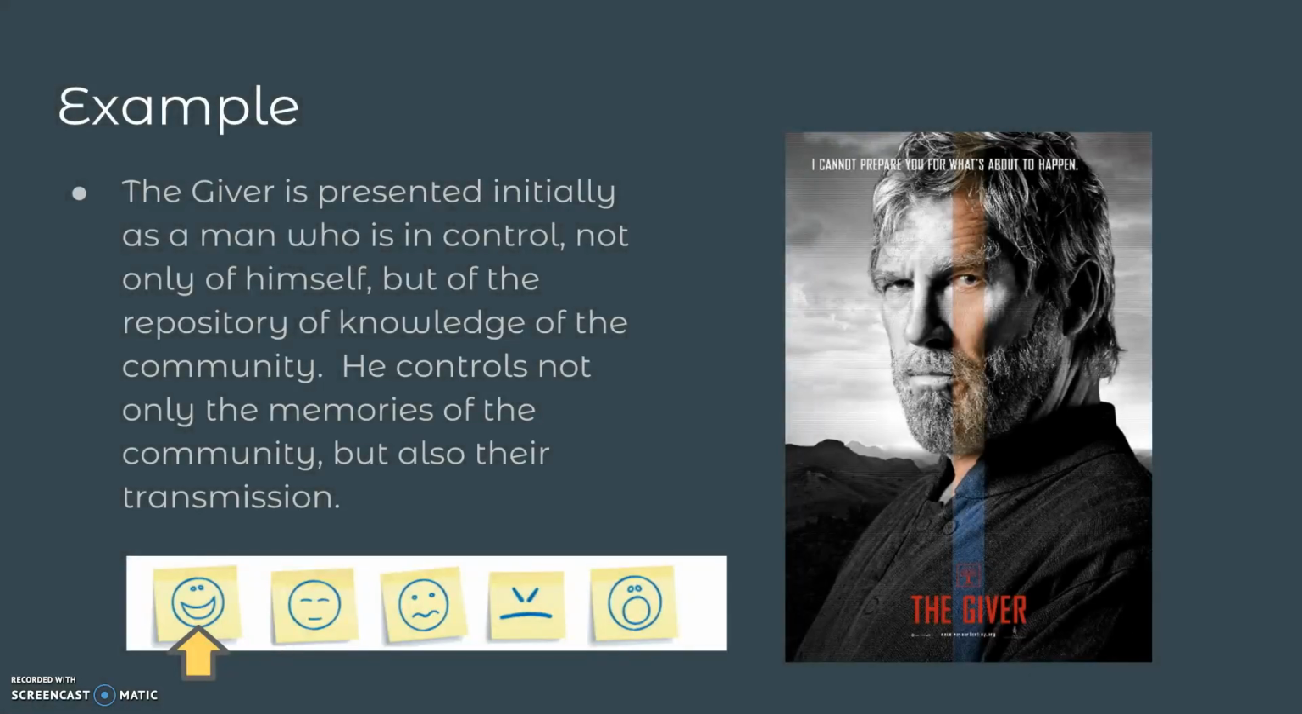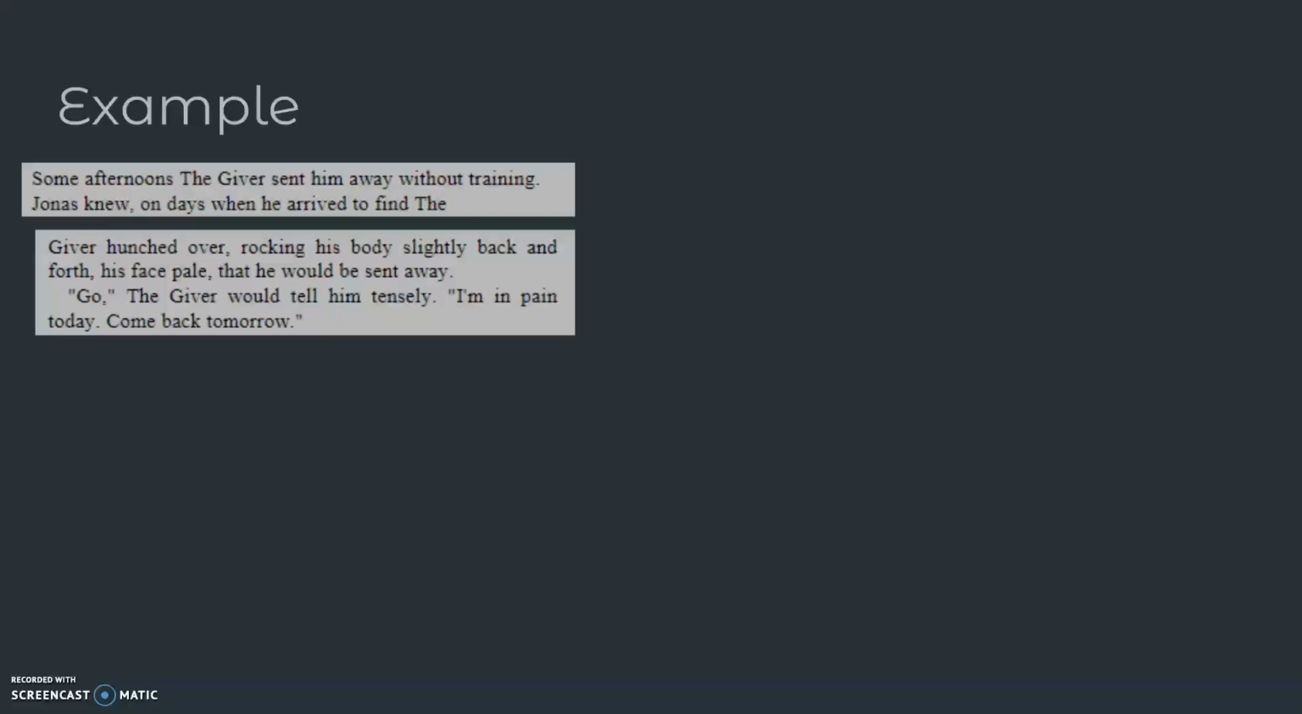For example, the character the Giver is presented initially as a man who is in control, not only of himself, but of the knowledge of the entire community. He controls not only the memories of the community, but also their transmission.